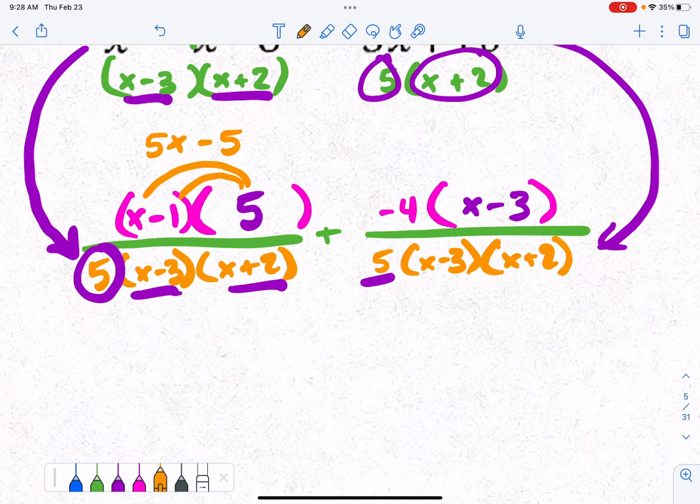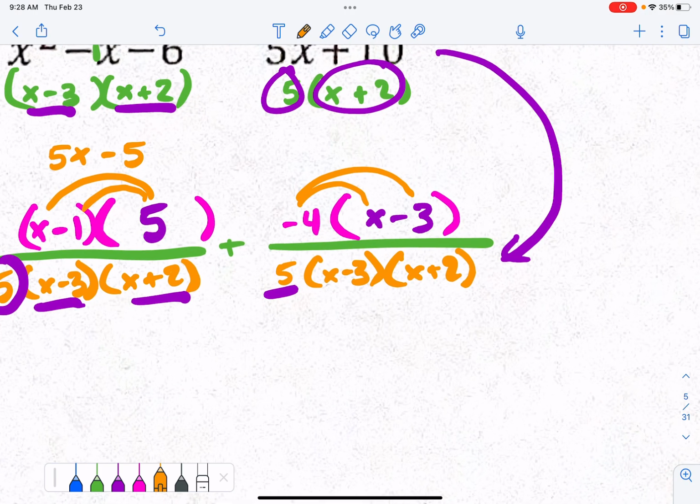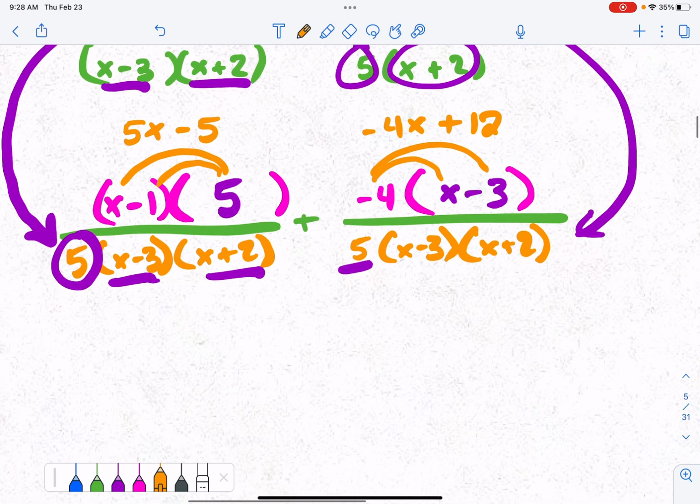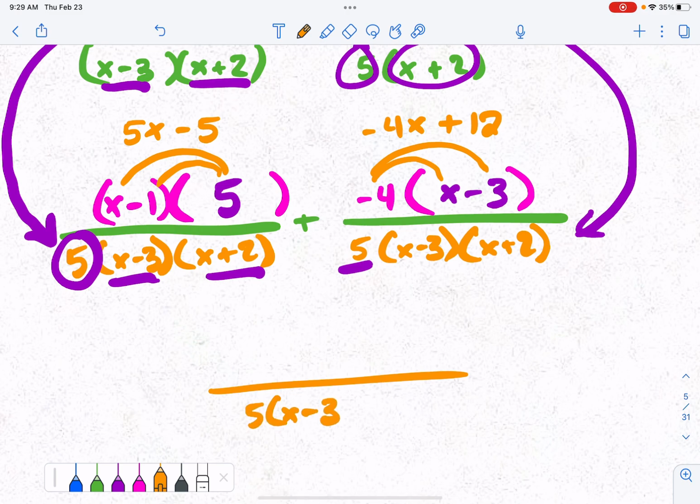So that's what that looks like, okay? On the other side, because we changed that to -4, we don't have to worry about distributing the negative at all. He's going to go with the 4. So -4 times x is -4x, and -4 times -3 is +12, okay? Final cleanup step. My bottom stays that 5x minus 3, x plus 2.